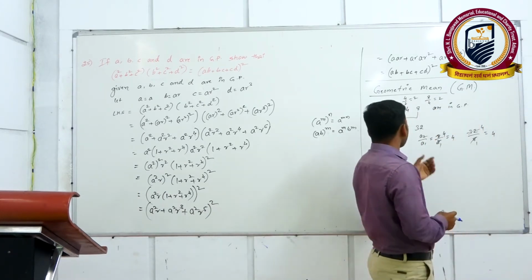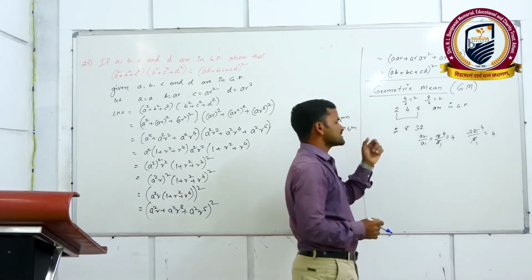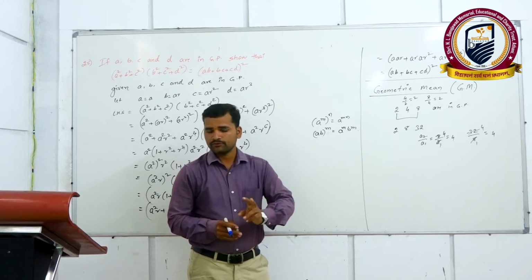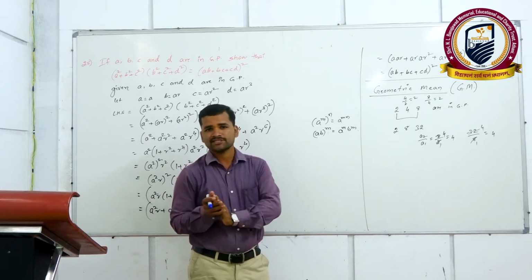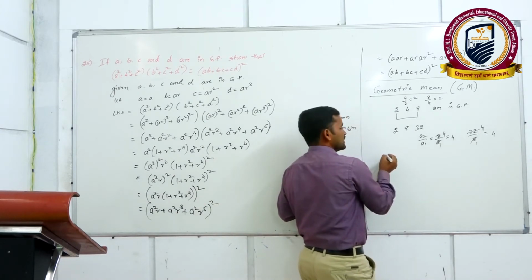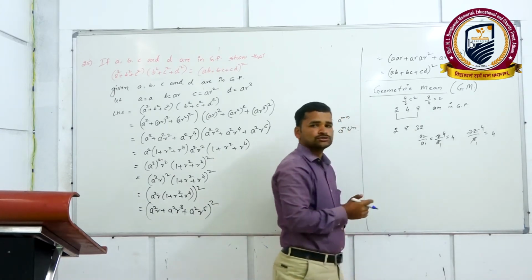How will you get this middle term? How do you insert a number between two given positive numbers so that the resulting sequence becomes a geometric progression? That number is called the geometric mean.